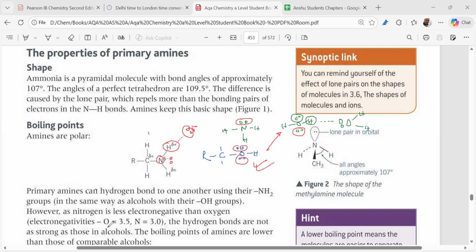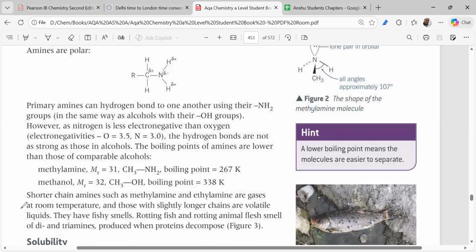Now moving to this part, we have to know that if you take an amine and a corresponding alcohol, the alcohol will be having more hydrogen bonding due to the greater amount of lone pairs of electrons on this oxygen, right? Thus the boiling point jumps significantly, right?